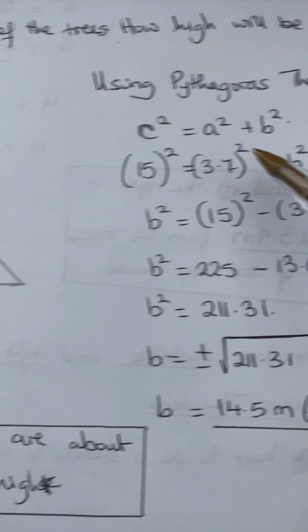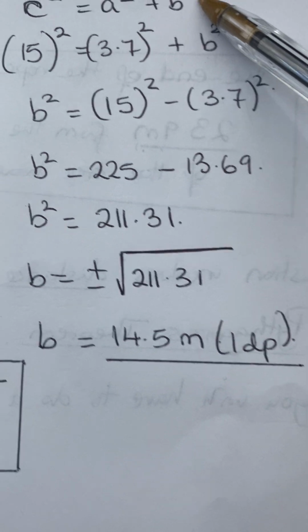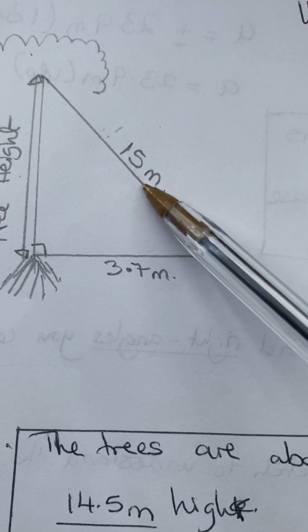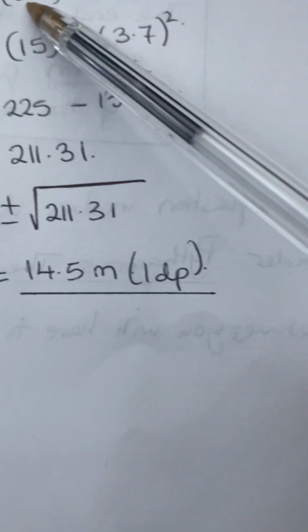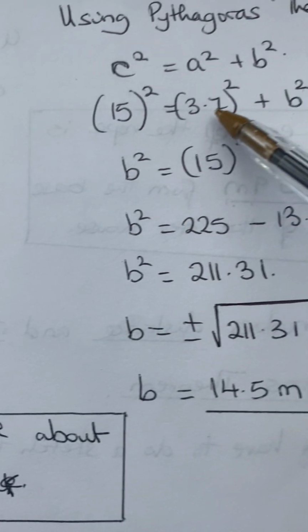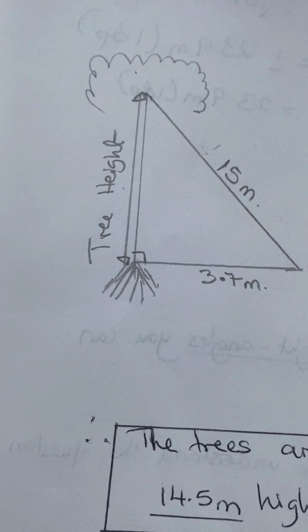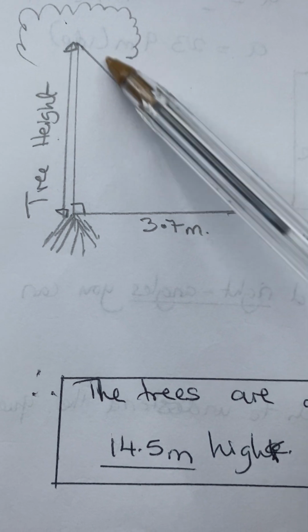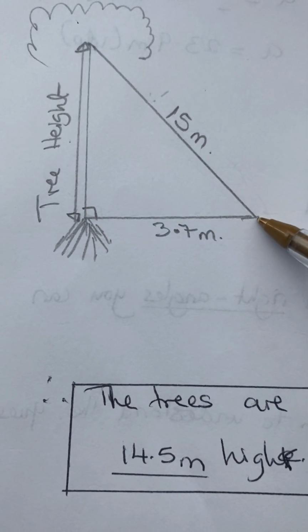So c squared again will be a squared plus b squared. I have 15 all squared, which we've been given in meters, so our answer will be in meters. 15 all squared is equal to 3.7 all squared plus b squared. That b is the height of the tree that we want. They would have done this before they came out so that they know the measurement and how far they can go on the tree to keep the ladder and the support safe.